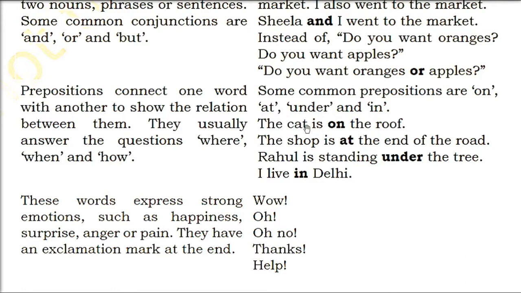The cat is on the roof. Where is the cat? On the roof. The shop is at the end of the road. At: where, when and how. Please remember. Then, Rahul is standing under the tree. Where? I live in... where?